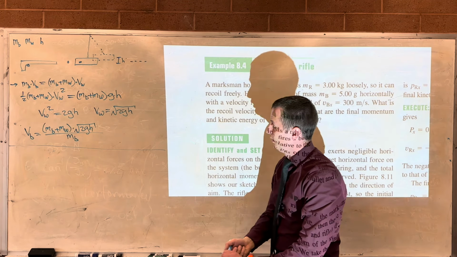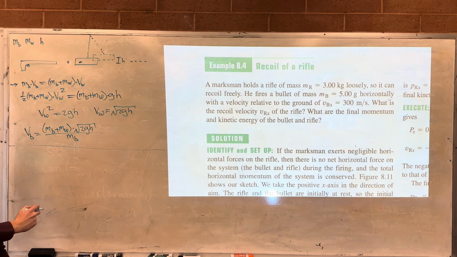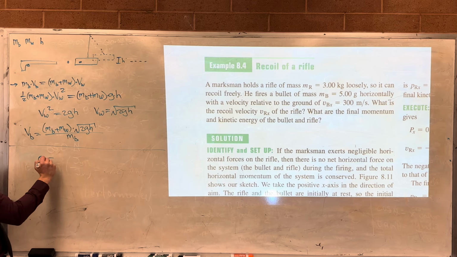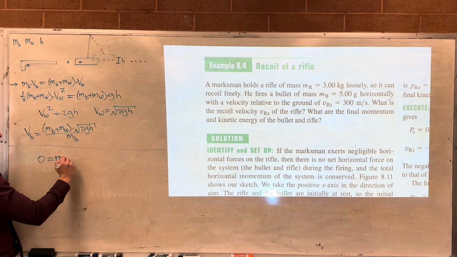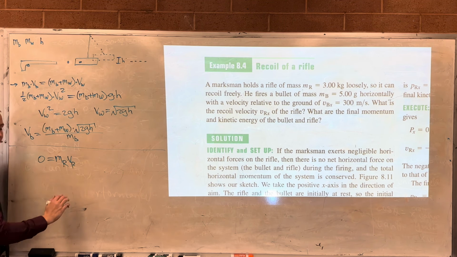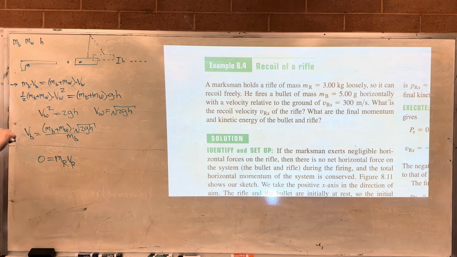First off, before I shoot the gun, what's the momentum? 0. So the momentum at the start has to be 0, which is equal to the mass of the rifle times the velocity of the rifle, how much it bounces back at me. So the velocity of the rifle is going to be negative, plus the mass of the bullet times the velocity of the bullet.